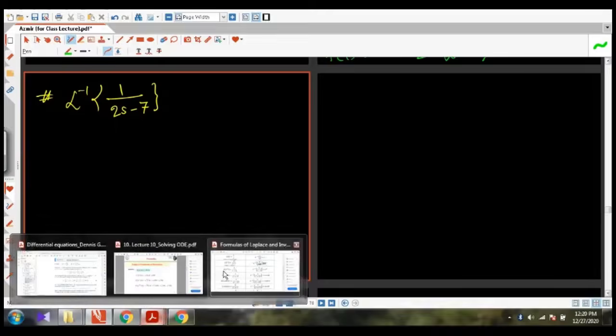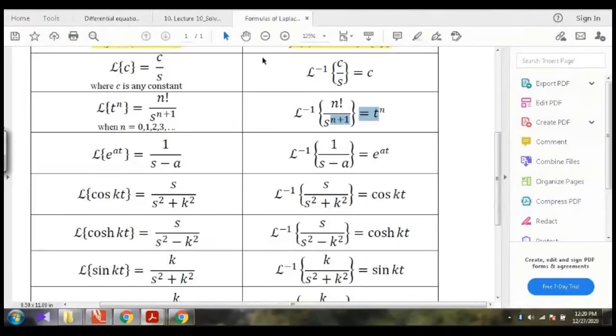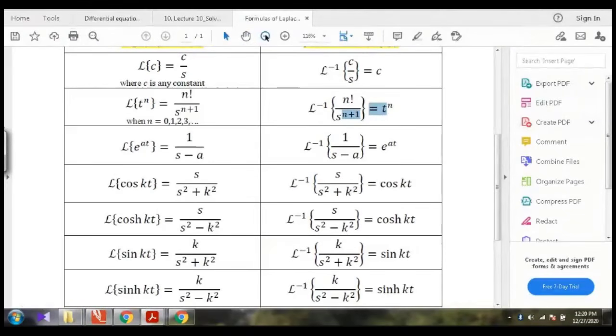Let's recall the formulas. So be sure whenever you are appearing for the exam, please keep the formulas with yourself.